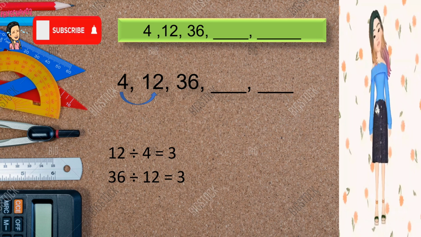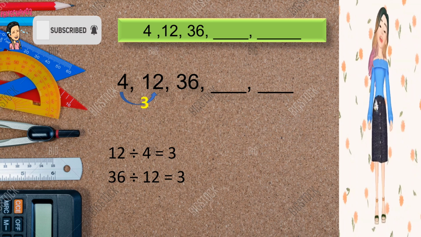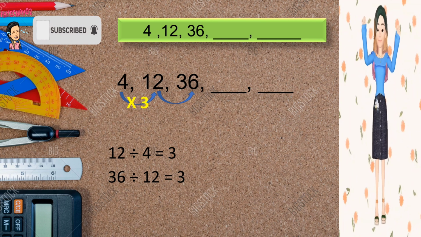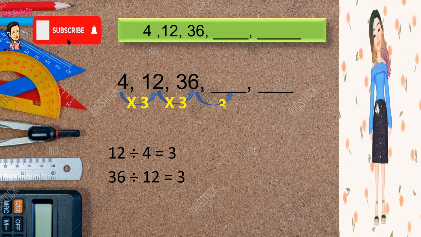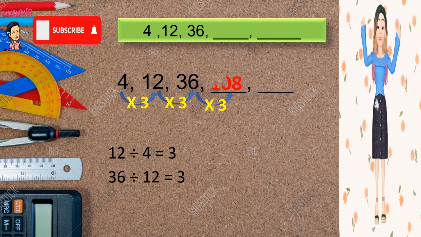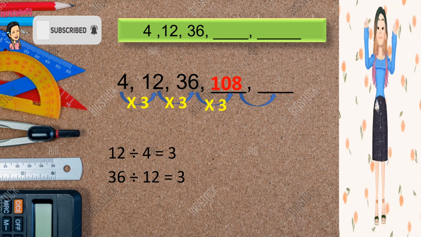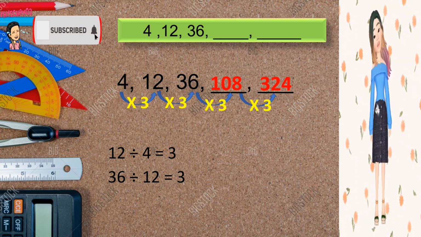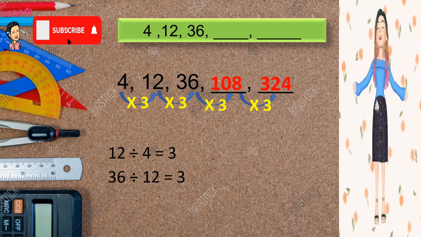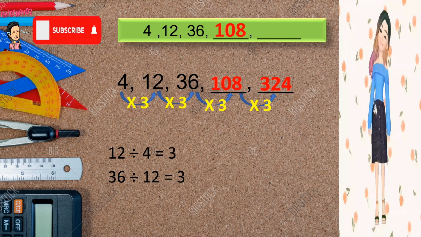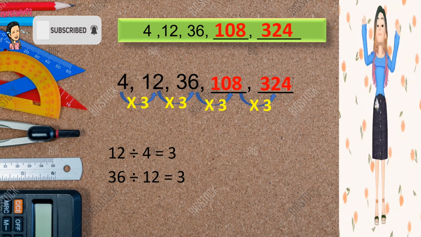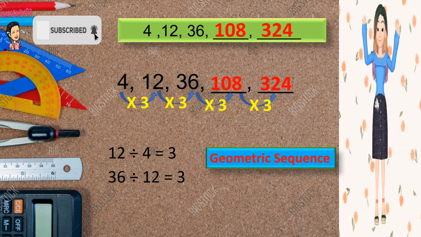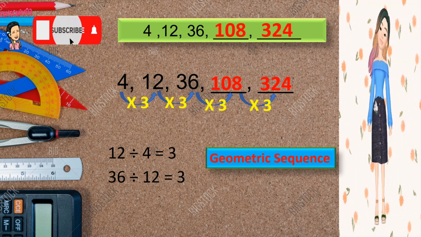So, 4 times 3 is equal to 12. 12 times 3 is equal to 36. 36 times 3 is equal to 108. 108 times 3 is equal to 324. So, the fourth term and the fifth term are 108 and 324. So, again, this is an example of geometric sequence.